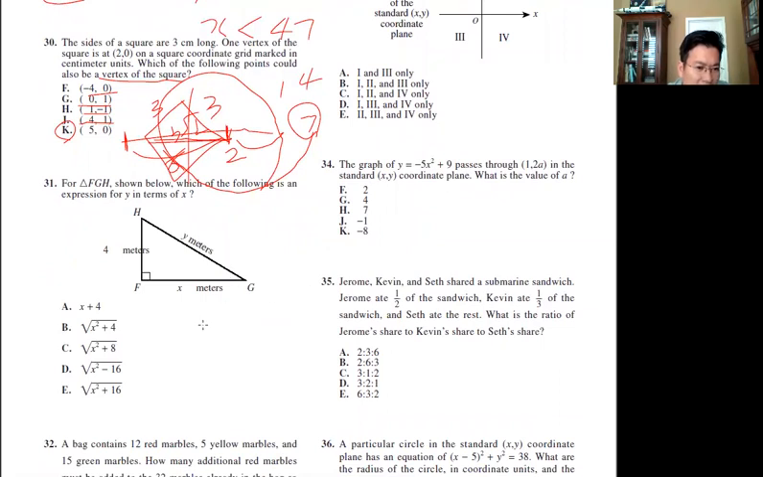Which is an expression for x and y. Okay, so Pythagorean theorem, x squared plus 4 squared equals y squared, which is, you put this one here, and then x squared plus 16.